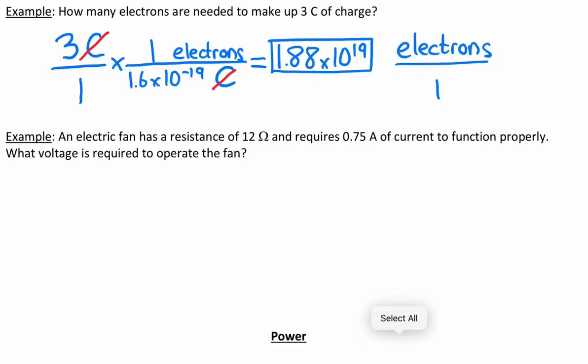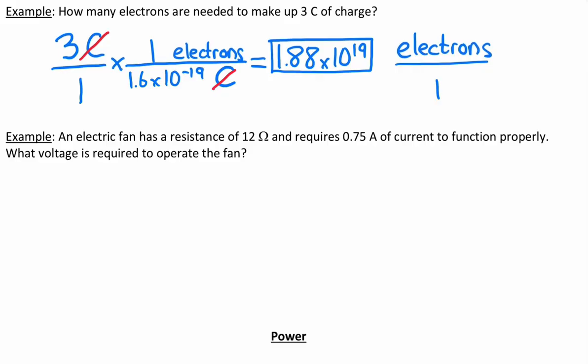So let's have a look at this next problem now. An electric fan has a resistance of 12 ohms and requires 0.75 amps of current to function properly. What voltage is required to operate the fan?